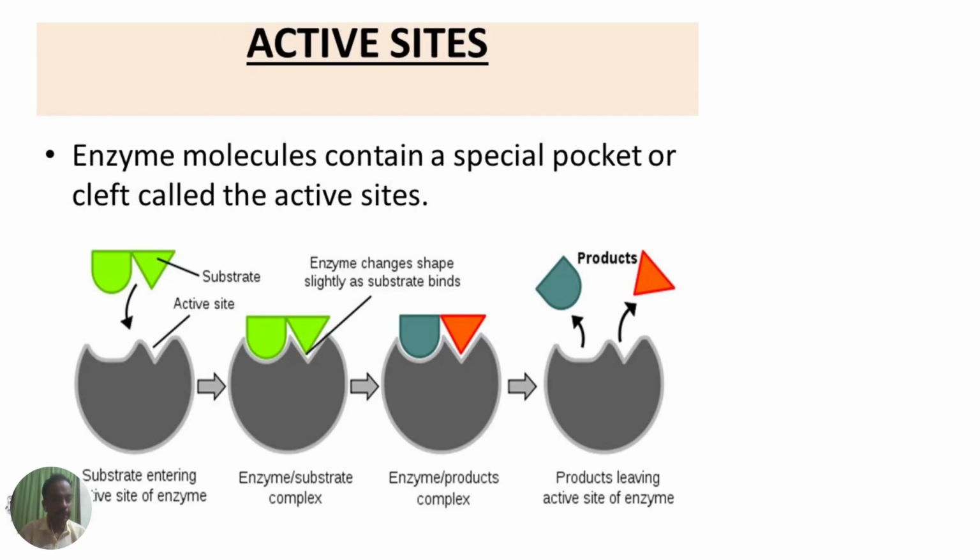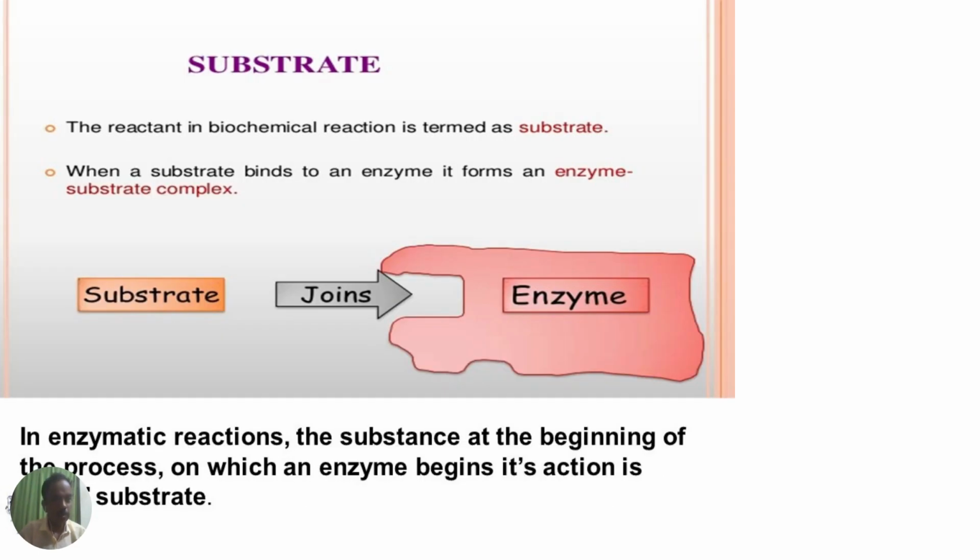So, what are the active sites? Enzyme molecules contain a specific or special pocket or cleft called the active site, where the substrate can bind and form the product, which comes in the lock and key mechanism later on. So this is the substrate which joins with the enzyme. That is the place where the substrate joins, called the active site.